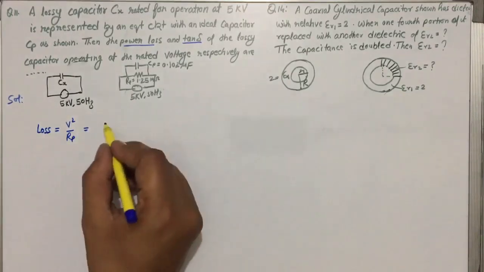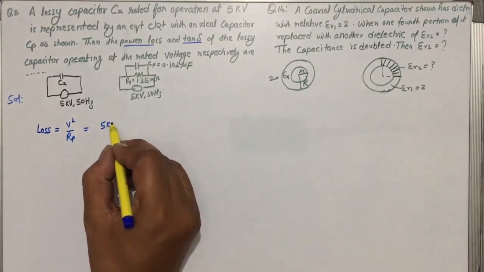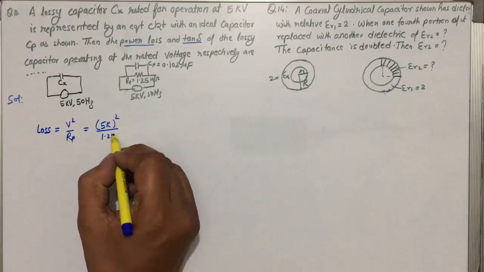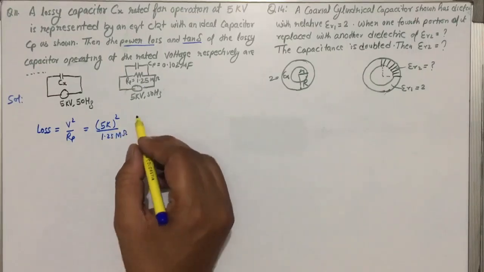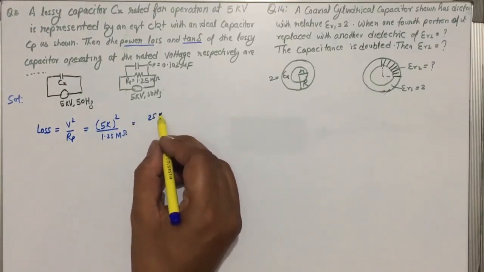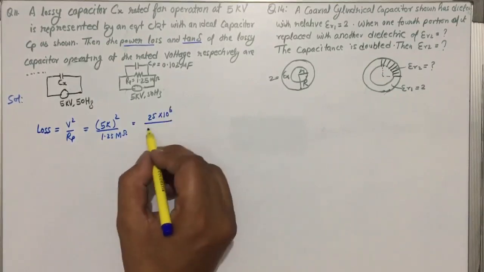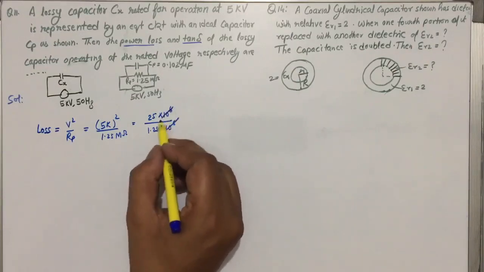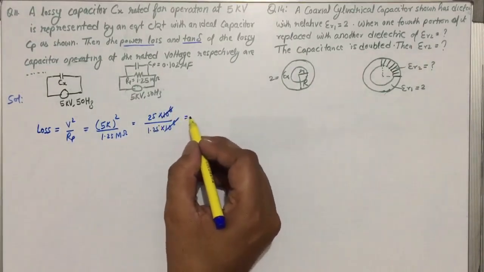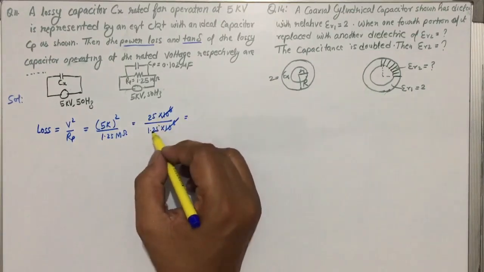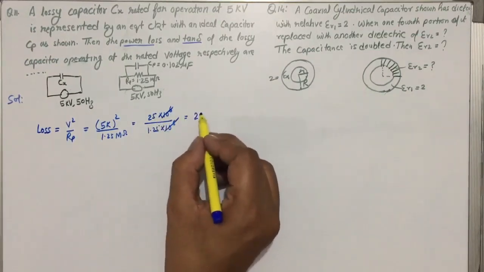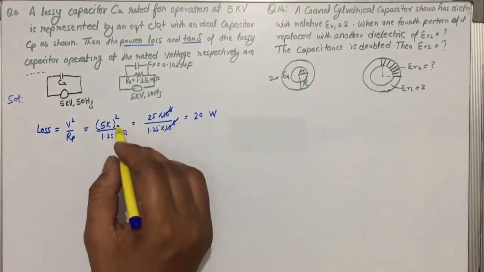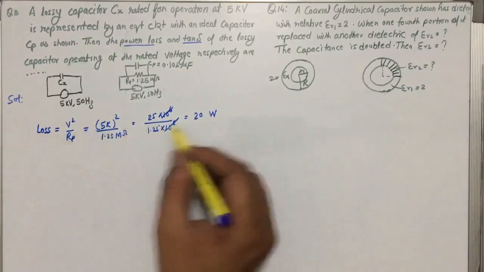Now V is given here: 5k square divided by Rp, which is given as 1.25 mega ohm. So from here it will be 25 into 10 to power 6 divided by 1.25 into 10 to power 6. These two will be cancelled out. 25 by 1.25 gives us 5 by 4, 20 watt. So total power loss will be 20 watt.